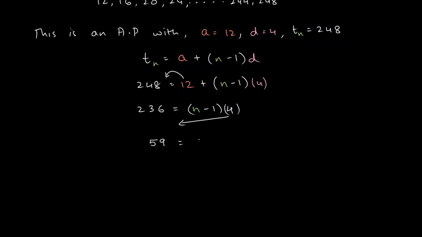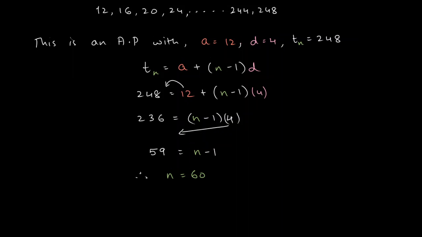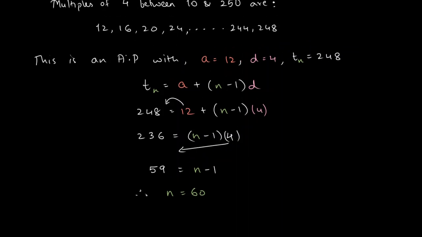59, which is equal to n minus 1, so therefore I can say n is equal to 60. That would mean that there are 60 multiples of 4 between 10 and 250.